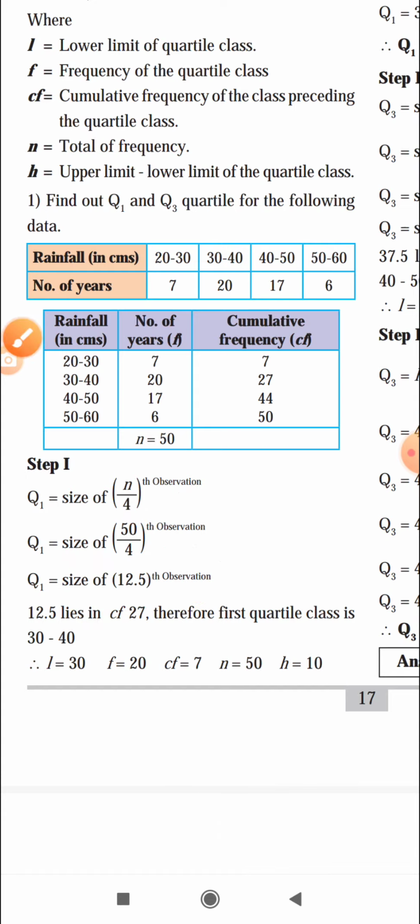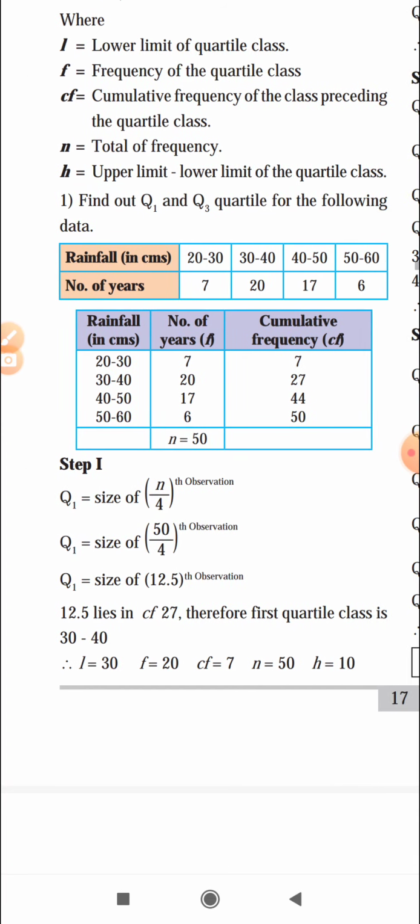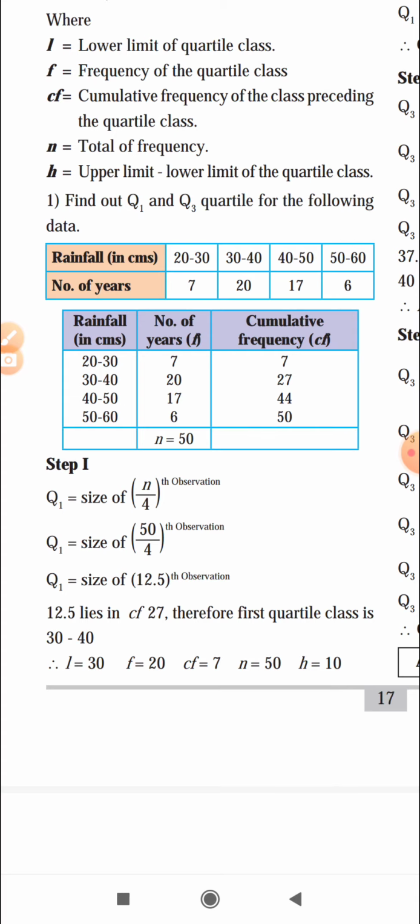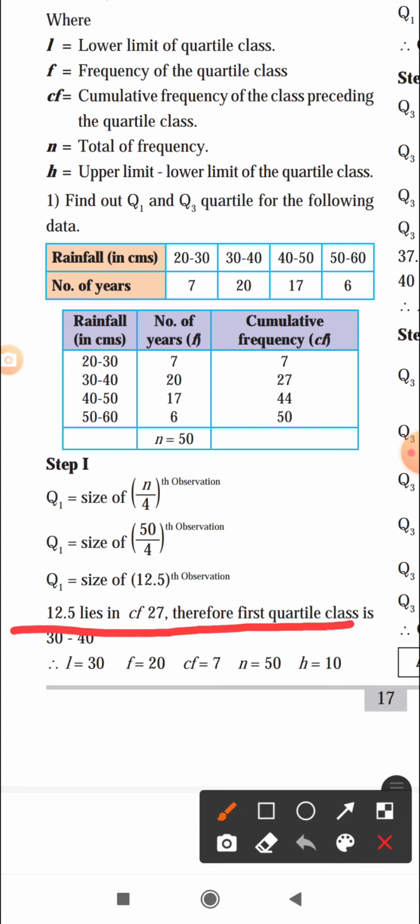So this 12.5 lies in CF 27. Therefore, the quartile class is 30 to 40. 12.5 does not lie in 7, and it does not lie in 44; it lies between 7 and 27, that is in 27. So 30 to 40 is the quartile class.